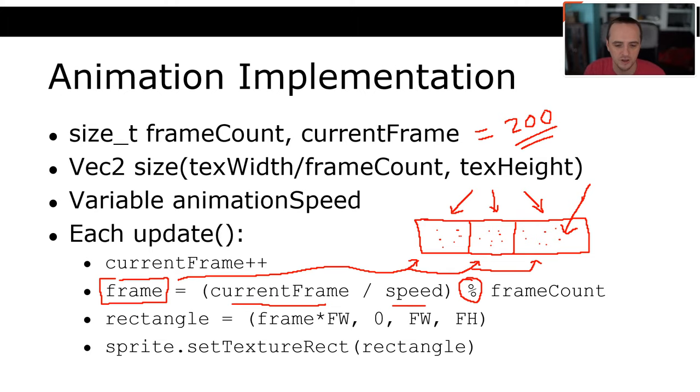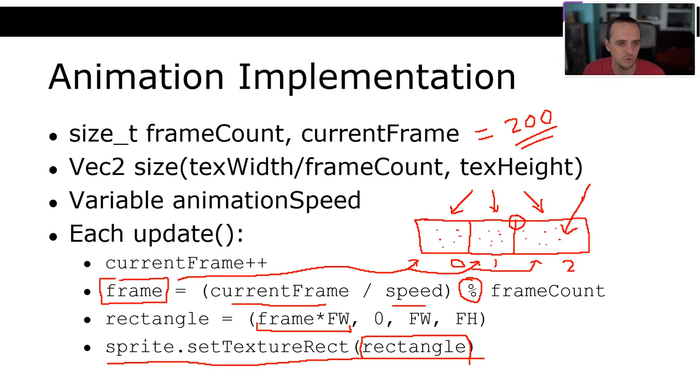Now that we have that frame, which is equal to 2, right? 0, 1, 2. That 2 gets multiplied by the frame width, and now we have the x component of the top left corner of the frame of animation. So this is 2 times frame width, 0, and the frame width and the frame height. And now that we have our rectangle, we just say, hey, Mr. Sprite, or Mrs. Sprite, set the textured rectangle equal to the rectangle that we just computed. And that's how we tell SFML which frame of animation that we should play.